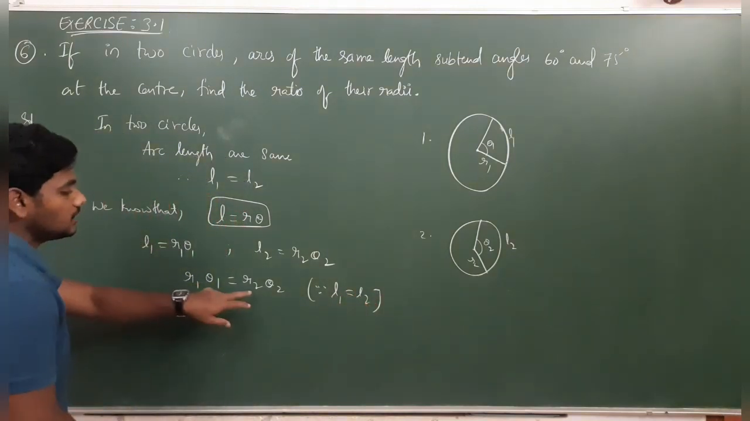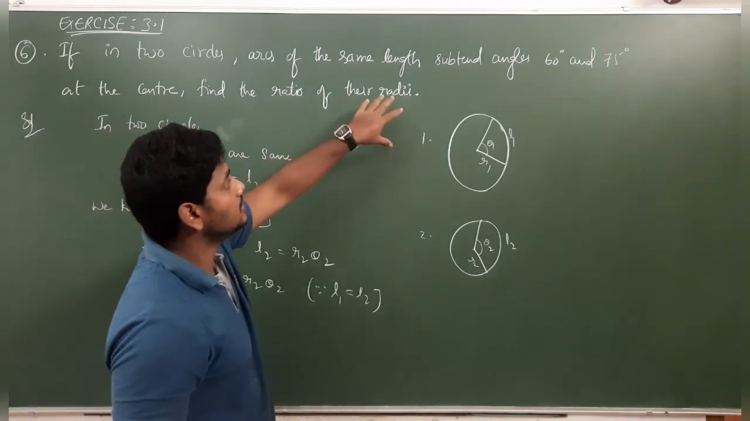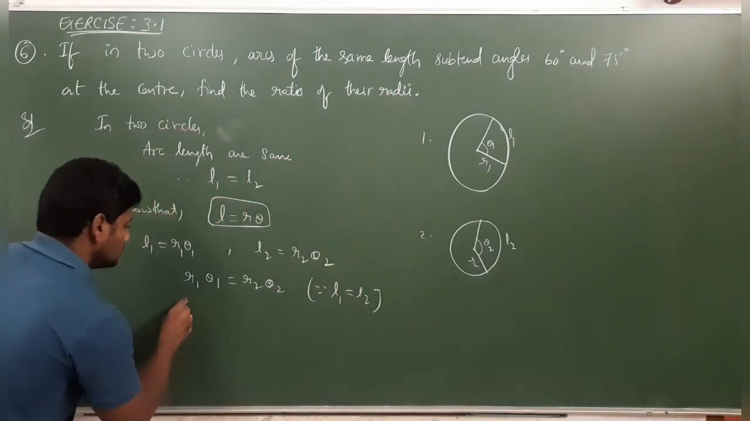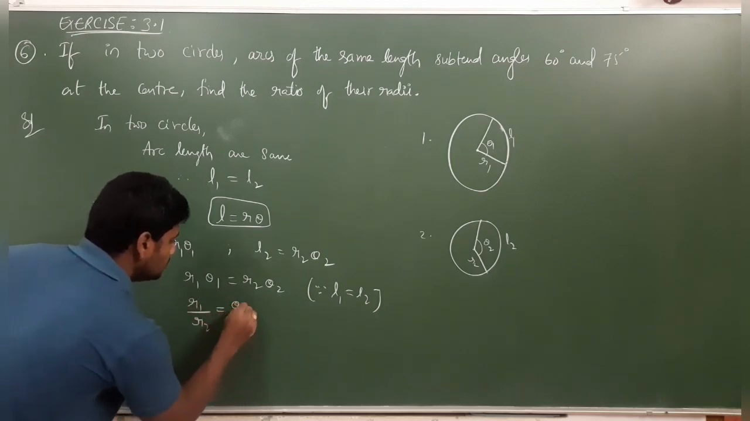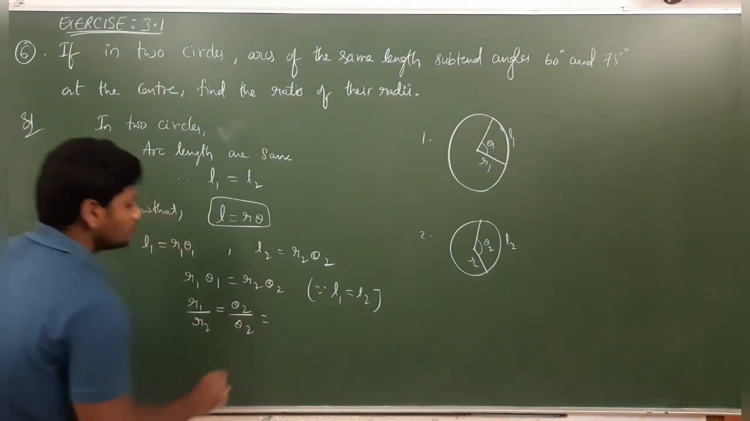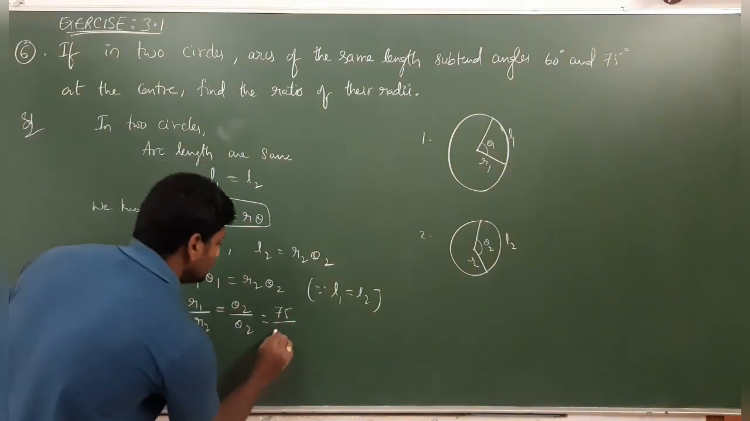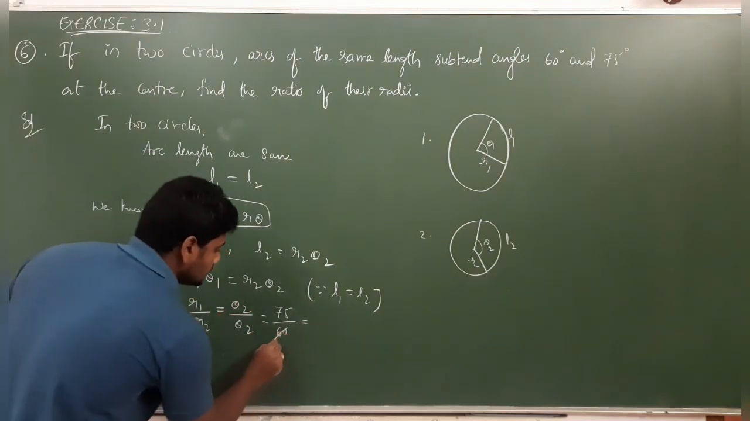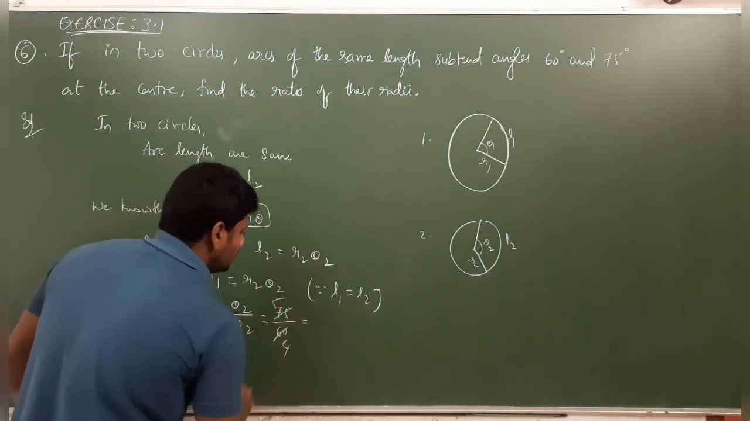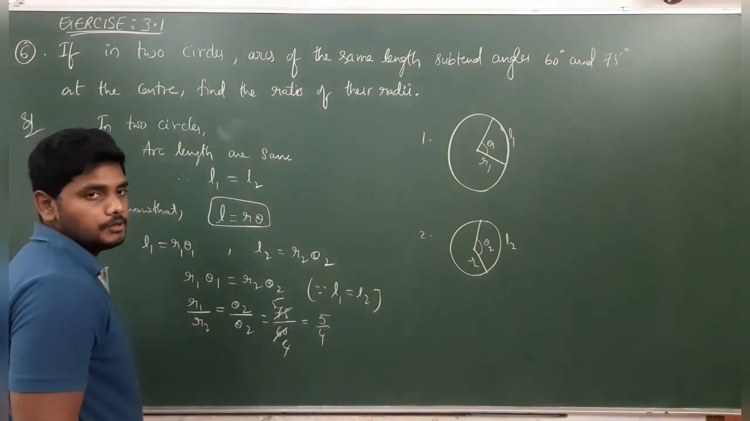Now what is r1, r2? We don't know. We need to find the ratio of the radii. Radii is nothing but the plural of radius. So this is r1. If we write r1 by r2, that will be equal to theta 2 by theta 1. What is theta 2? 75 degrees. What is theta 1? Theta 1 is given as 60 degrees. If you write 75 by 60, this is 15 fives and this is 15 fours, which is equal to 5 by 4. r1 by r2 equals 5 by 4.